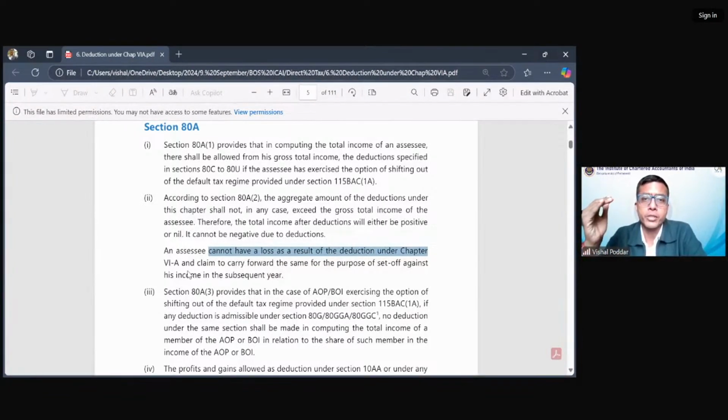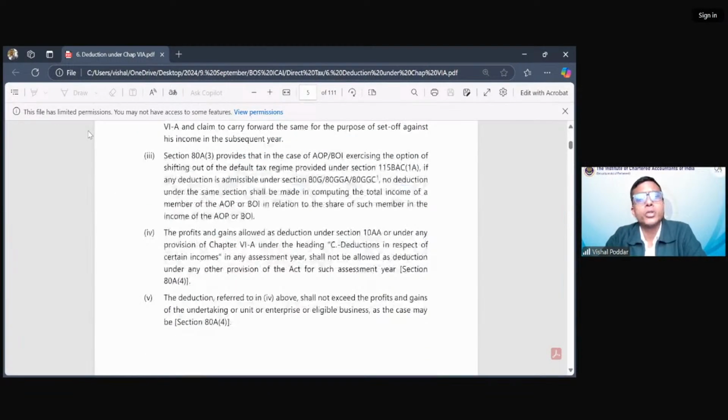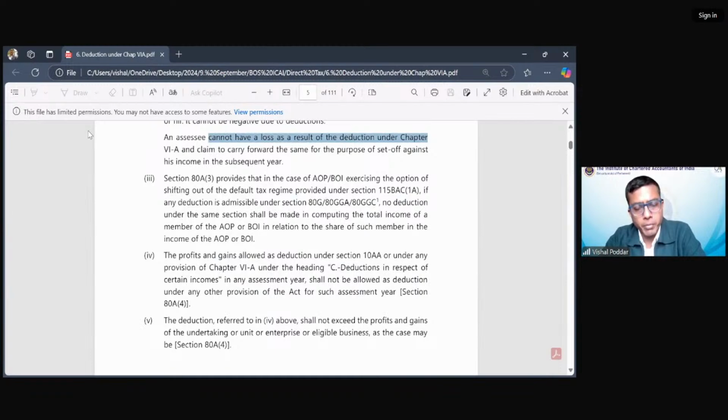So GTI is 12 lakhs, total of 80C to 80U is 15 lakhs. This excess 3 lakhs is not allowed in the first place. When it is not allowed in the first place, there is no question of it becoming a loss. There is no question of you carrying forward that amount.